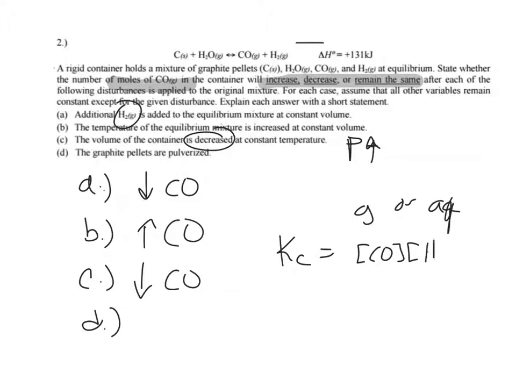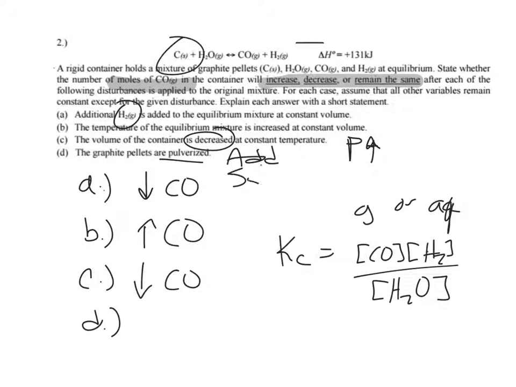equilibrium expression. So I can write out the equilibrium expression of the reaction up above. Notice at no point does carbon make its way into the equilibrium expression. So it doesn't matter if you pulverize it, add a bunch to it, subtract a bunch. Doing anything to the graphite has no effect on equilibrium whatsoever, and so you don't have any CO increasing or decreasing. It has no effect whatsoever.